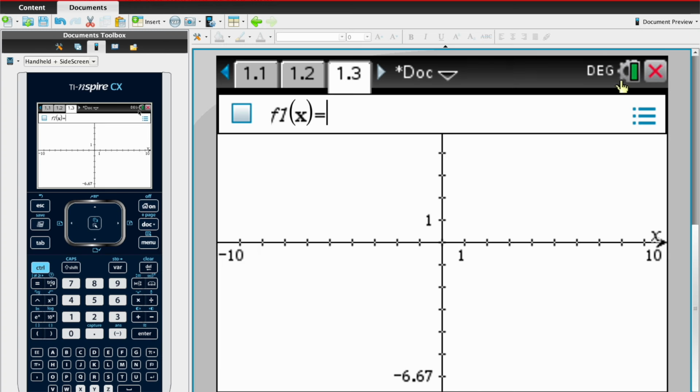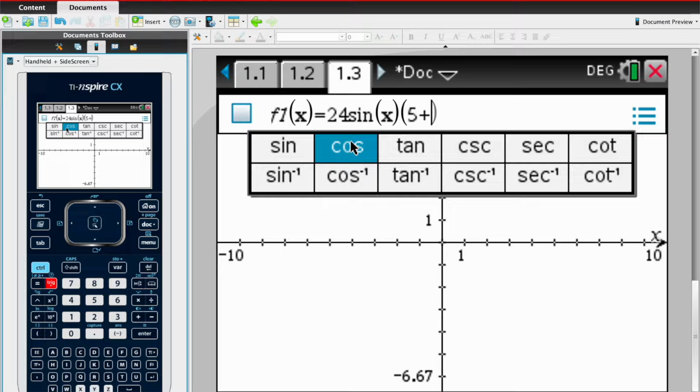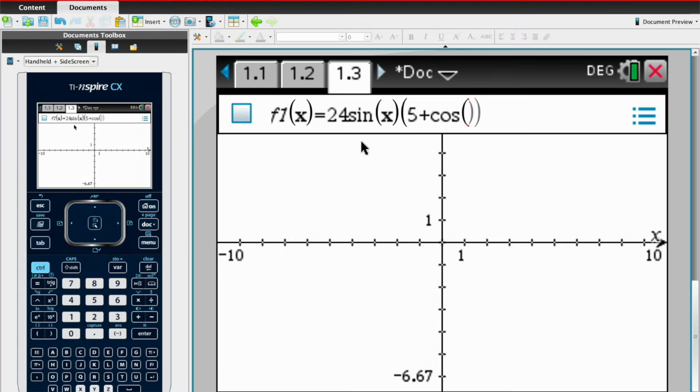Make sure we're in degrees, this will matter. 24, in this case, sine. Let's call it x, we don't need to call it theta. We actually need to call it x because this is f of x, we've defined it as x. 24 sine theta, then multiplied by 5 plus, in this case, cos theta. There we go.